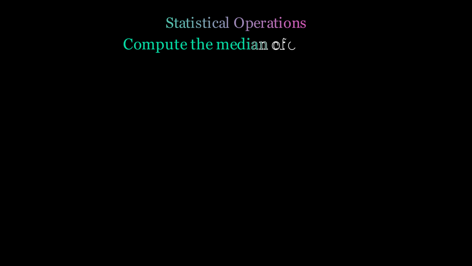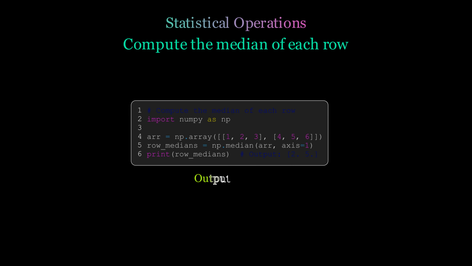Now computing row medians. With axis equals 1, np.median calculates across each row. Medians are robust to outliers compared to means. For our array, the row medians are 2 and 5. Notice the float dtype in the output. NumPy returns floats for median operations by default.